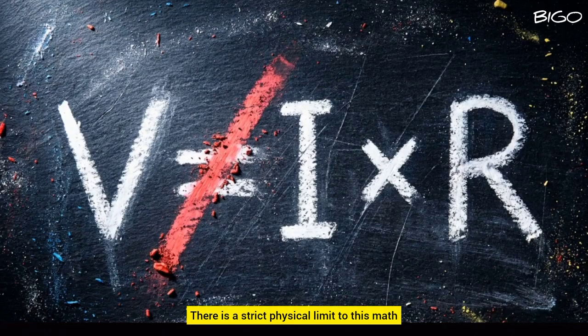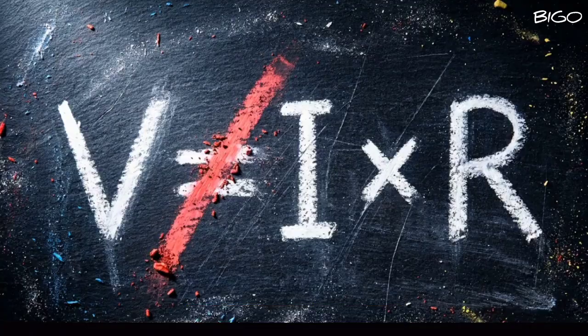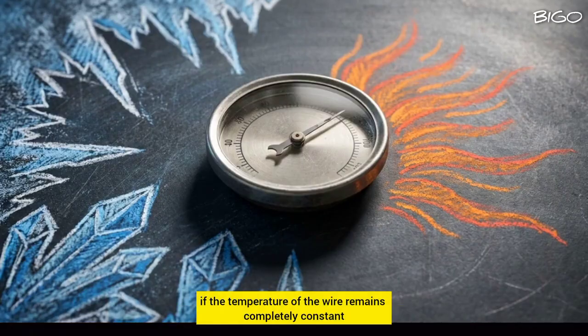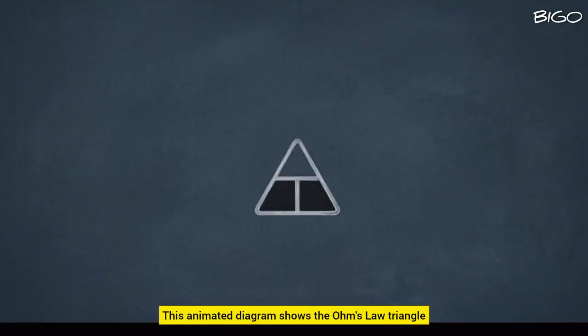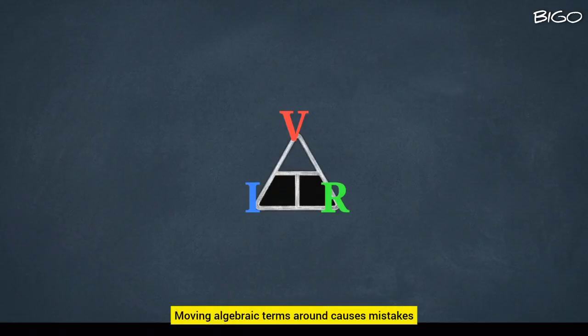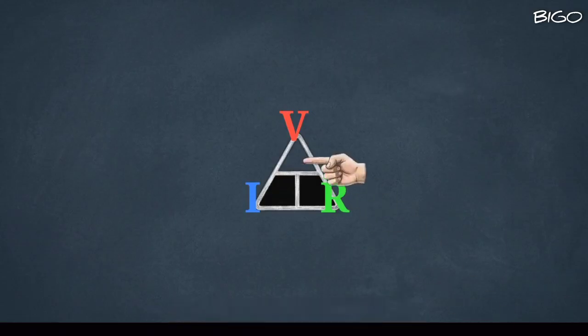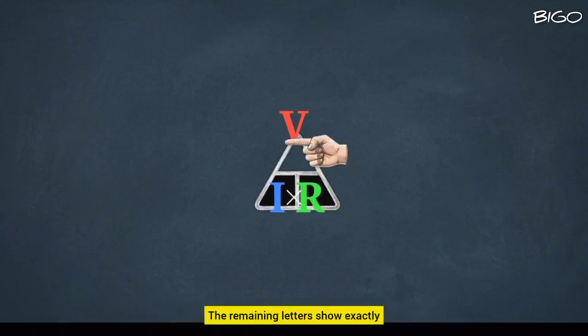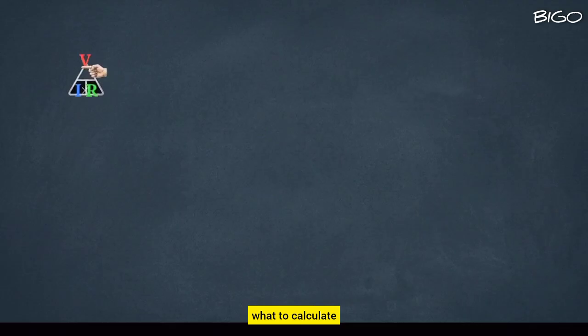There is a strict physical limit to this math. The variables only stay perfectly proportional if the temperature of the wire remains completely constant. This animated diagram shows the Ohm's law triangle. Moving algebraic terms around causes mistakes, so this bypasses algebra entirely. To use it, simply cover the variable you're trying to find. The remaining letters show exactly what to calculate.